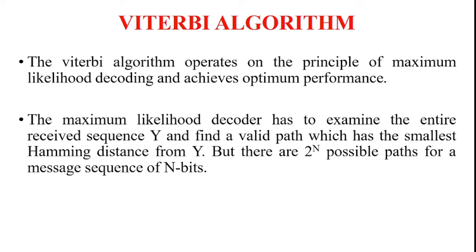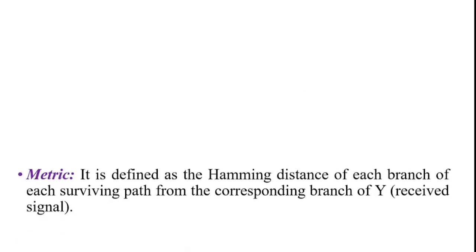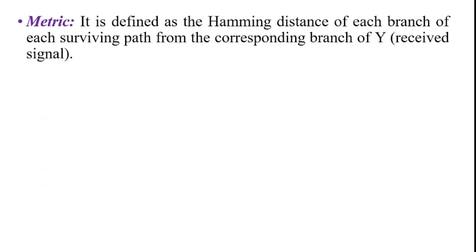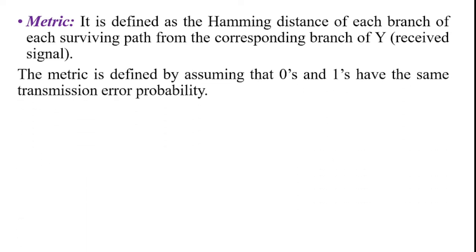Before we explain the Viterbi algorithm for the decoding of convolutional codes, it is necessary to define two terms: metric and surviving path. And what is metric? The metric is defined as the Hamming distance of each branch of each surviving path from the corresponding branch of Y. Y is the received signal. The metric is defined by assuming that zeros and ones have the same transmission error probability.